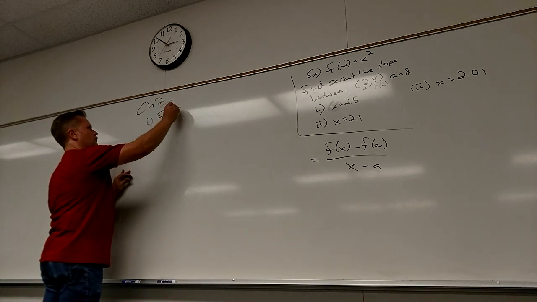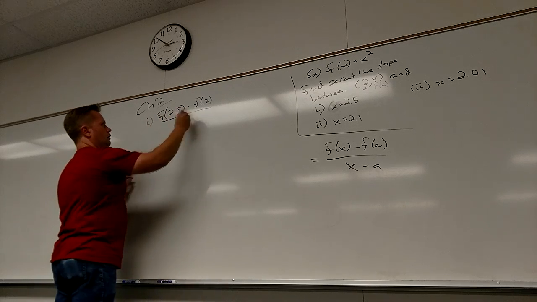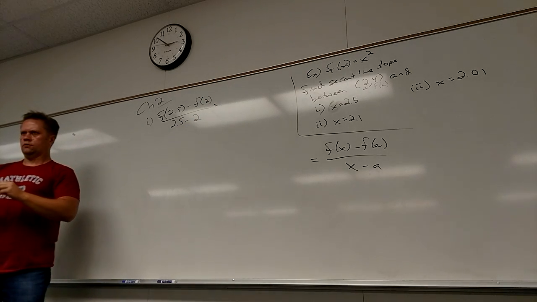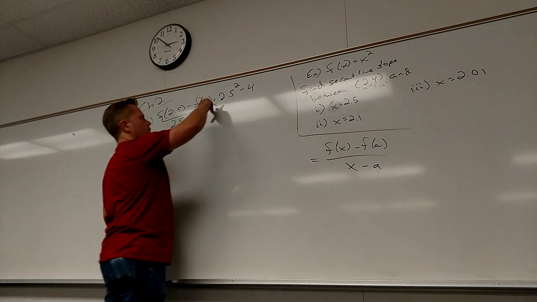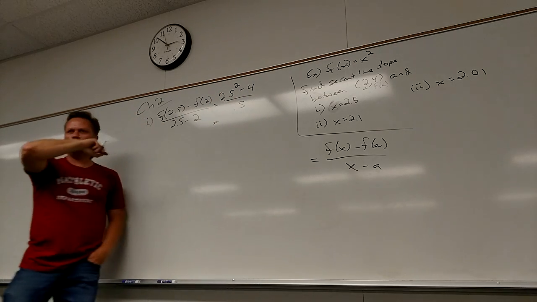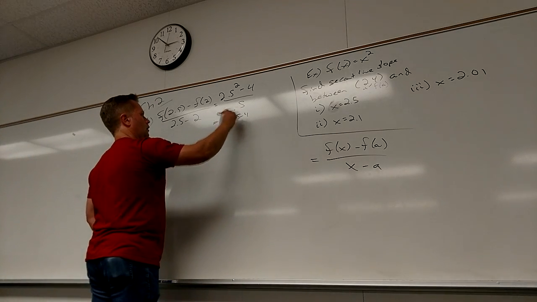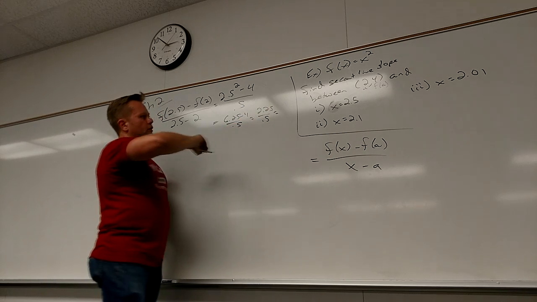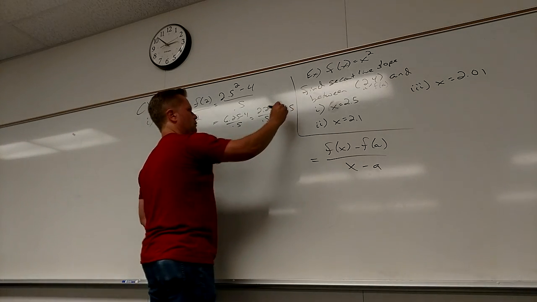So f of 2.5 minus f of 2. F of x minus f of a over 2.5 minus 2. So this will be 2.5 squared minus 4, right? All over 0.5. 2.5 squared is 6.25. I like it. So that'll be 2.25 divided by 0.5, which is 4.5. Thank you. I'm moving the decimal back.